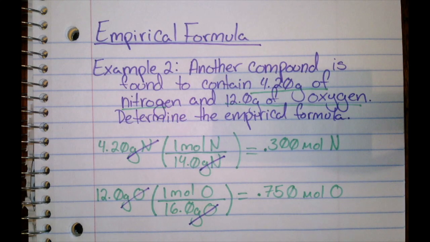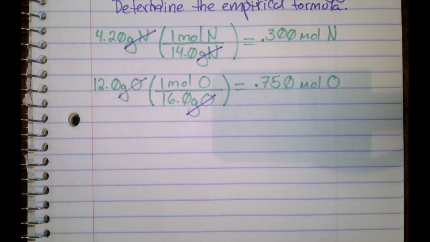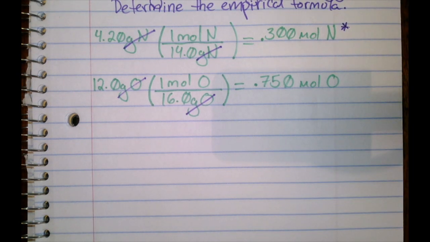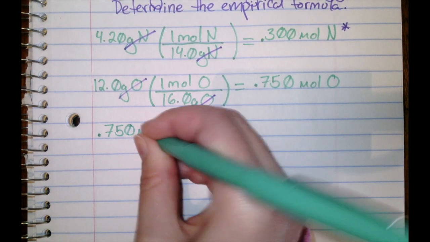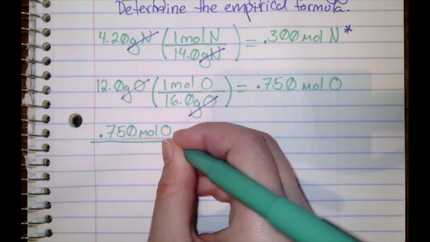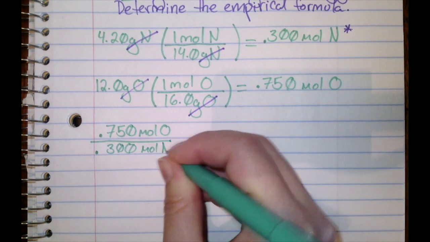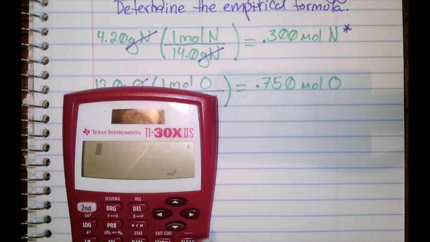So now that I have my moles of each element, I can divide them to find the ratio. In this case, my moles of nitrogen is smaller, so that's what's going to become my denominator. So I'll take my 0.750 moles of oxygen, divide by my 0.300 moles of nitrogen, and then we'll do the calculation on that. 0.75 divided by 0.3 comes out to 2.5.